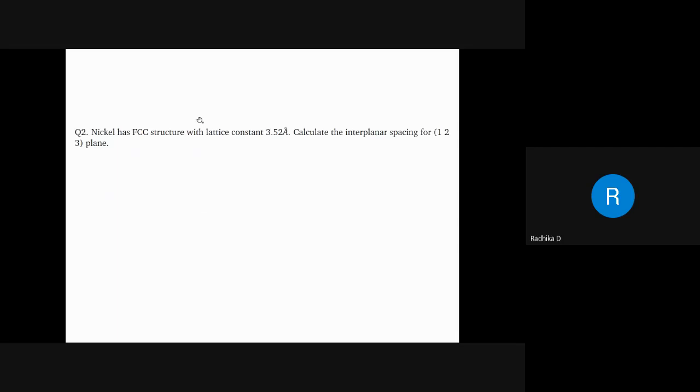So you can write down this question quickly. You are being given nickel. I hope you know the element nickel. Nickel has FCC structure with lattice constant 3.52 angstrom. We are asked to calculate the interplanar spacing, that is the interplanar distance, for the plane (1 2 3).